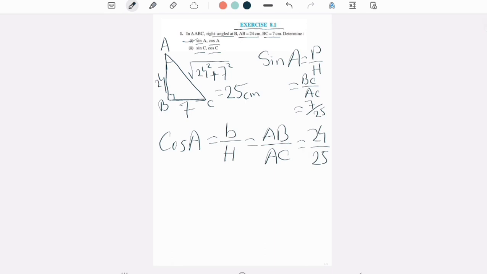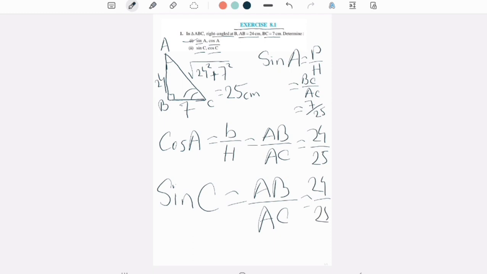Now we have to calculate the second one. In this question it is given that we have to calculate sin C. When we consider this angle C, in this case the perpendicular will be AB. So this will be AB by, and the hypotenuse will remain constant. This will be AC. So the answer will be AB by AC, and put the value of AB and AC, we will get 24 by 25. So sin C will be 24 by 25.